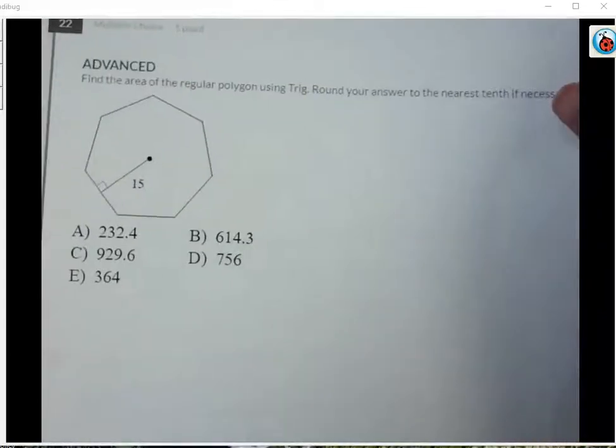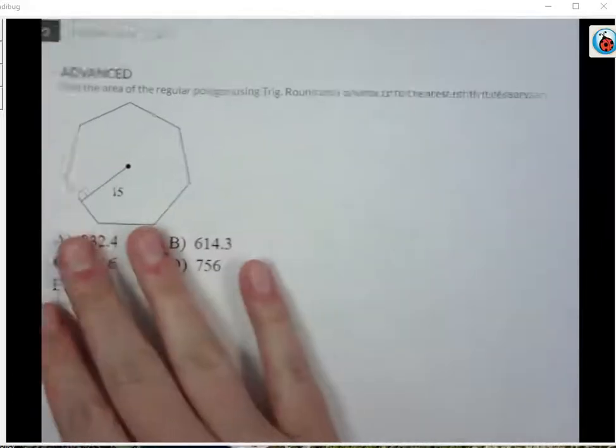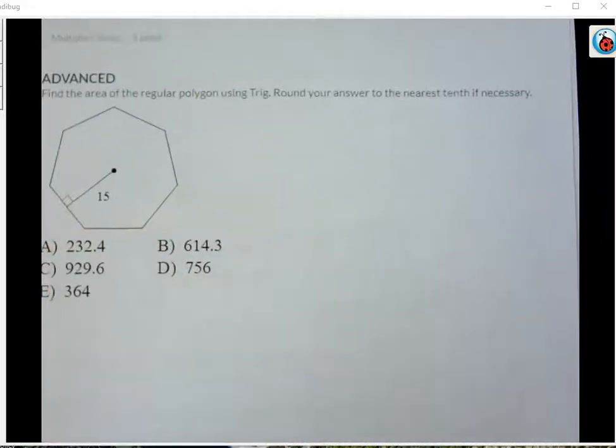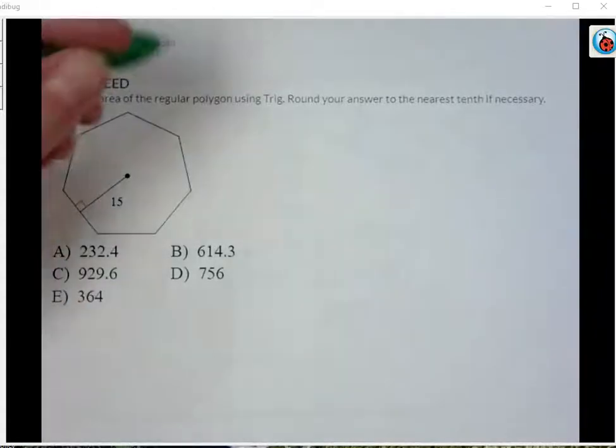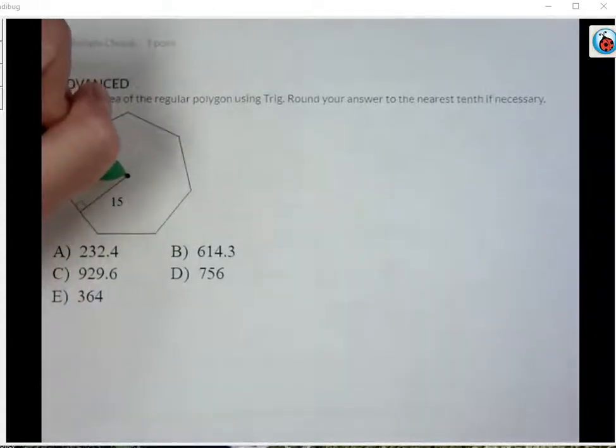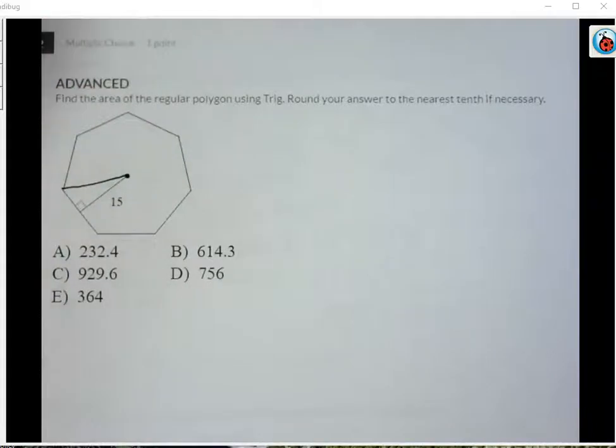Number 22. So for these, you have to use trig. Find the area of the regular polygon using trigonometry. You're going to round your answers to the nearest tenth if necessary. All right, first thing we have to do is figure out the length of the side.